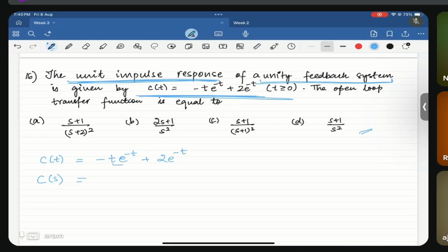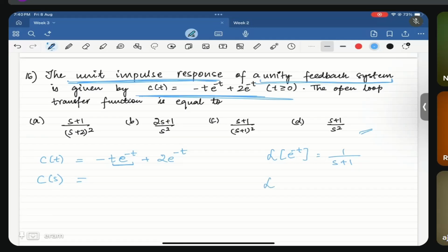So what will be the Laplace of e to the power minus t? Let's do it separately. So what is the Laplace of e to the power minus t? It is 1 by s plus 1, right?